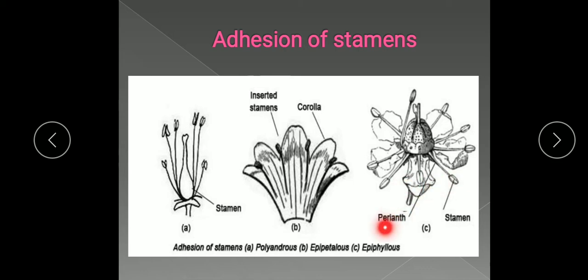The next is the epiphyllous condition. Epiphyllous means stamens are adhering to the perianth. As I explained to you yesterday, what is perianth? When the two whorls, calyx and corolla, are not clearly differentiated, then that whorl is known as the perianth and its unit is tepal. The individual member is known as the tepal. So here these stamens are adhering to the tepals or the perianth. Understood? For example, in lily, asphodelus. So these are the examples of the adhesion of the stamens.